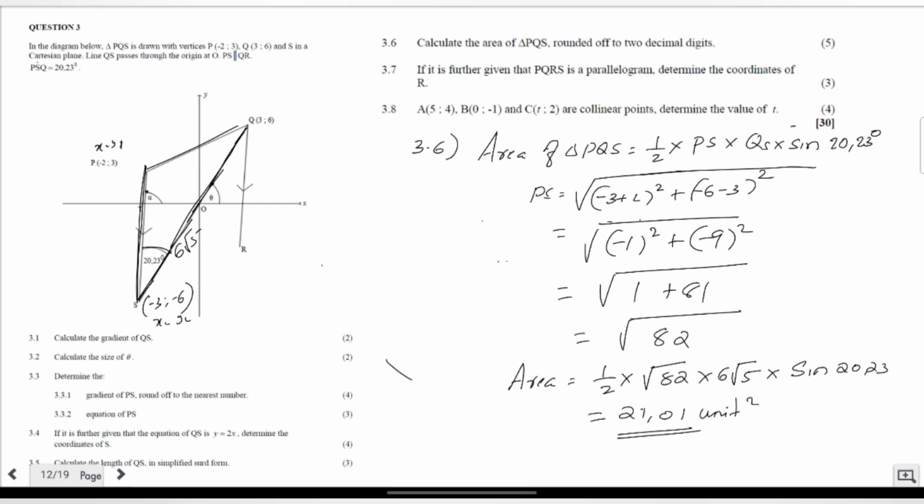Clear? Okay. Now we move to question number 3.7. 3.7, let me write it here. It's a very simple question. You have to find it. It is given that PQRS is a parallelogram. PQ, let me rub this first.